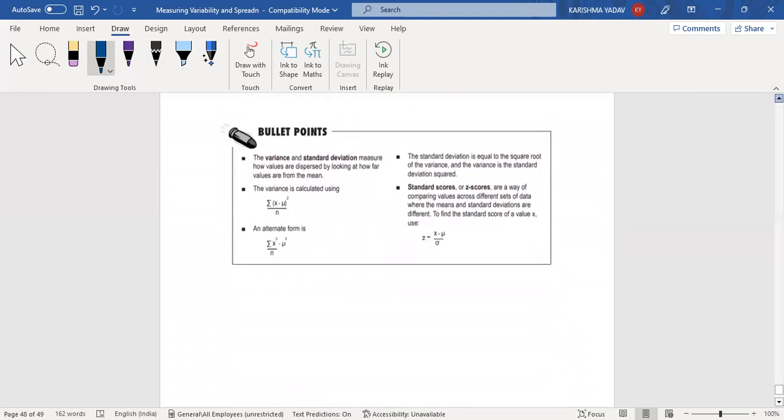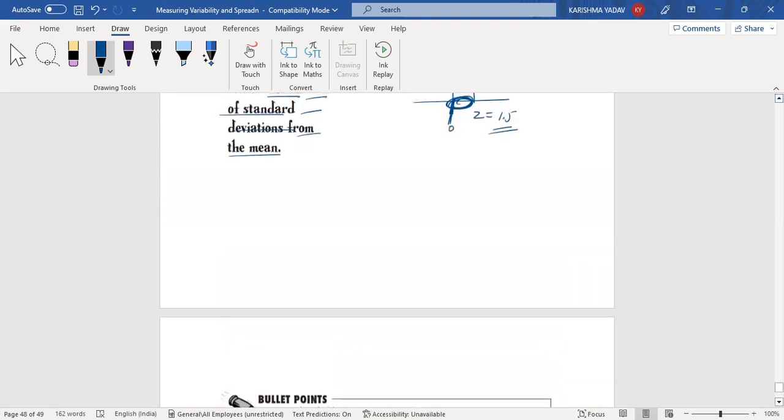Okay, let's come back. So the question here is, do standard scores have anything to do with detecting outliers? Outliers. Do they tell us, by giving you the standard score, whether the data contains an outlier or not?